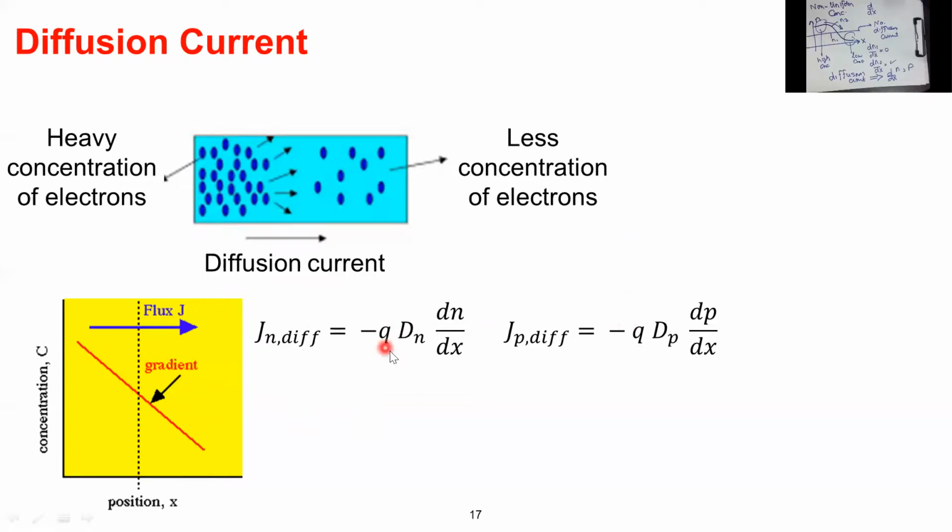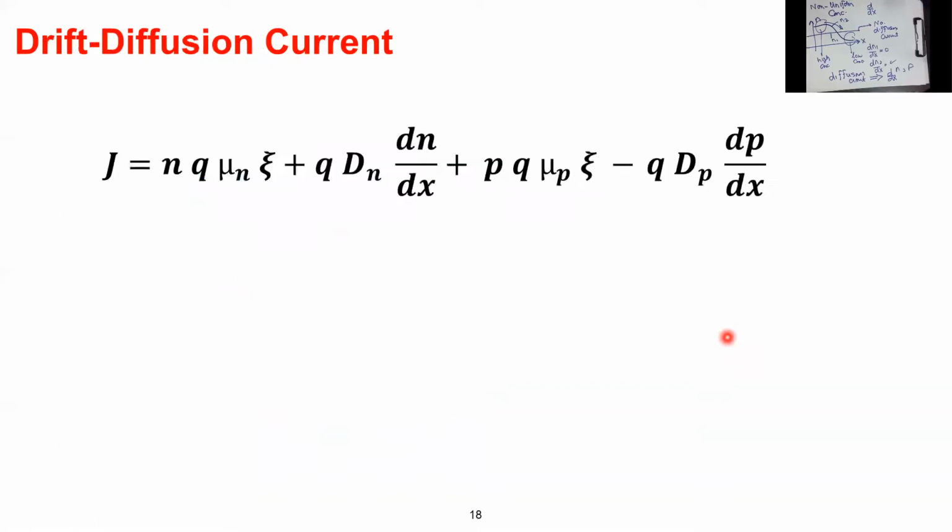Now you can add another negative here to represent the charge due to electrons. So this negative will be turned into positive due to the electron charge. However, this negative will be kept negative. This is the model with which we can describe what's called the diffusion current.